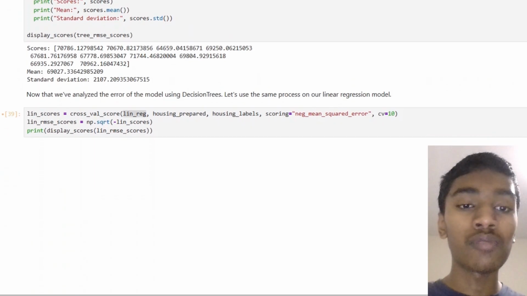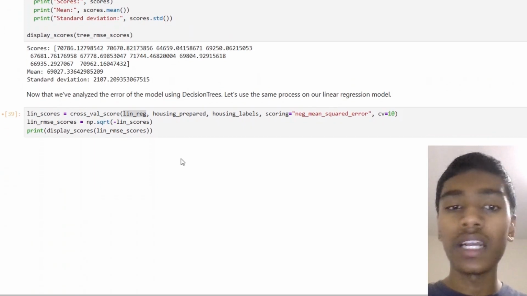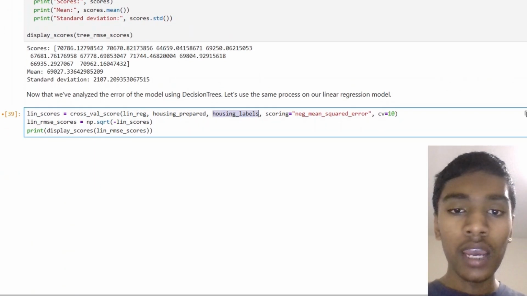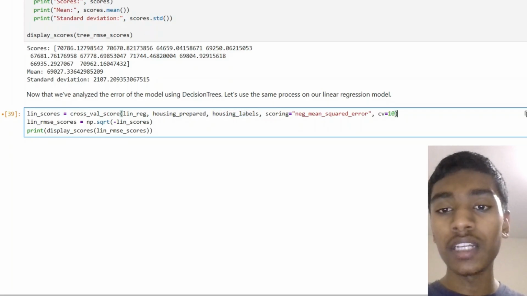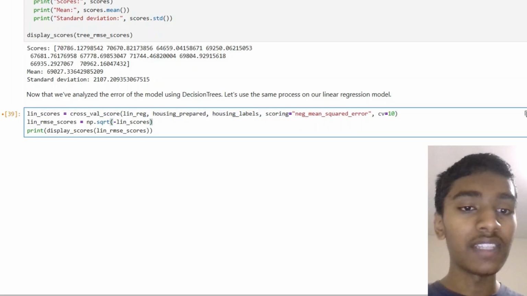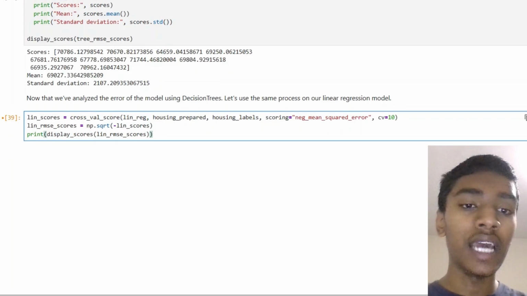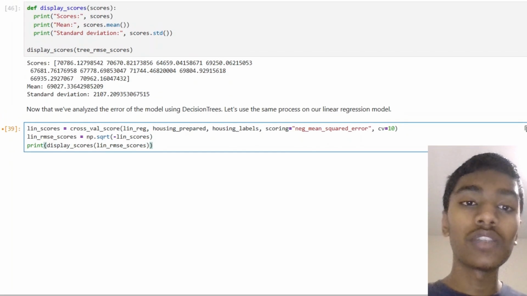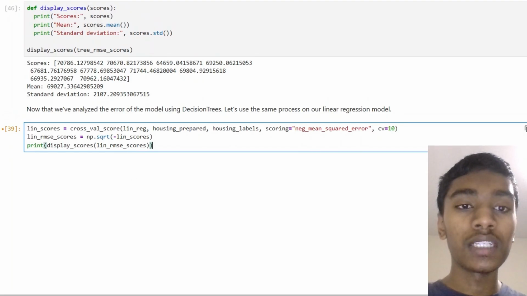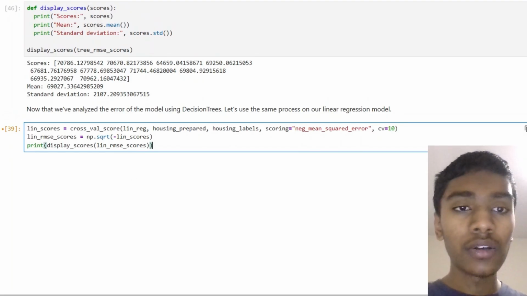And what we're doing right now is we're not training it. We're simply running a mathematical algorithm on it. We're going to pass in the housing prepared data, housing labels data, scoring, CV. Basically, everything's the same there. Only difference is that we're passing a linear regression model instead. And then we're going to call the display scores function that's going to display all the scores. Okay, let's go ahead and run this.